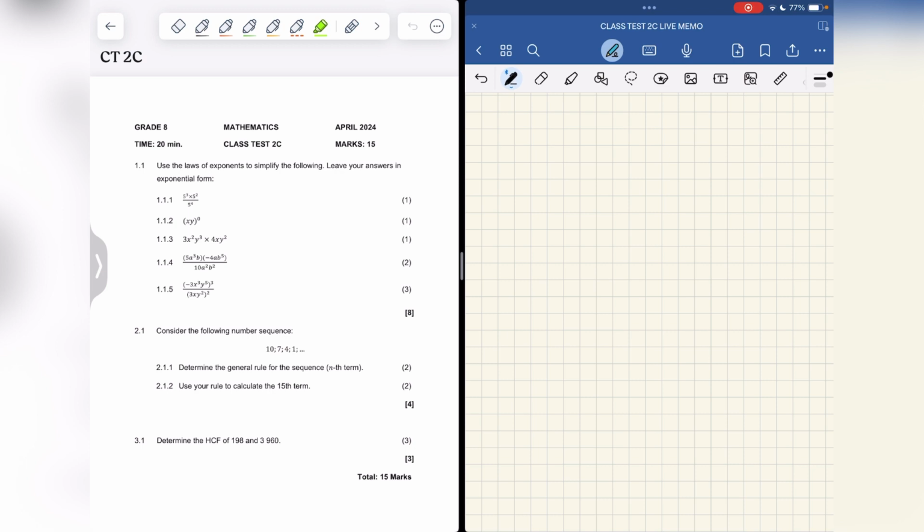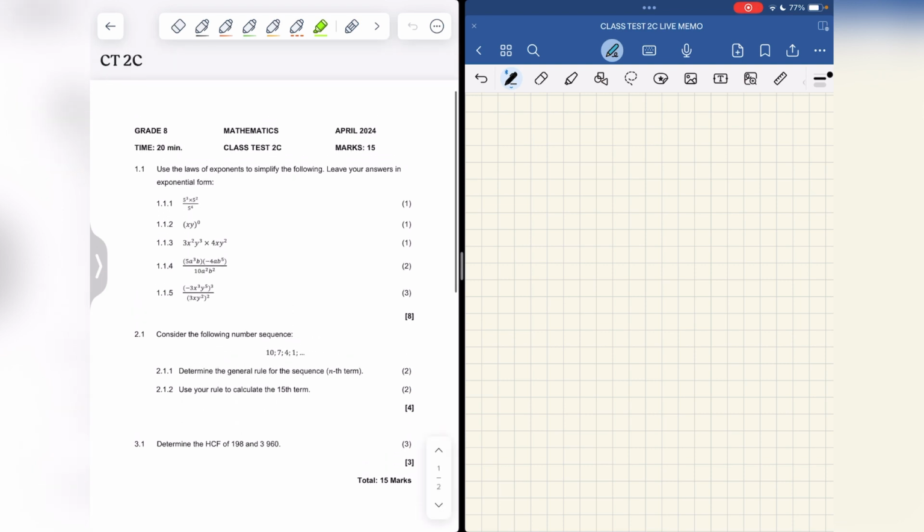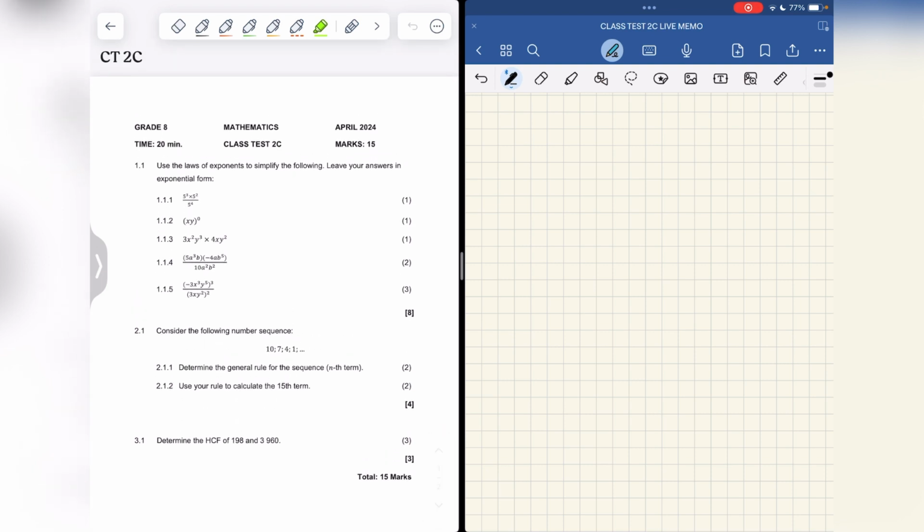We have 1.1. The instruction is use the laws of exponents to simplify the following. Leave your answers in exponential form. So same instruction that we've been dealing with over the past couple of questions since class test 2B. And our problems here are starting to get more complex.